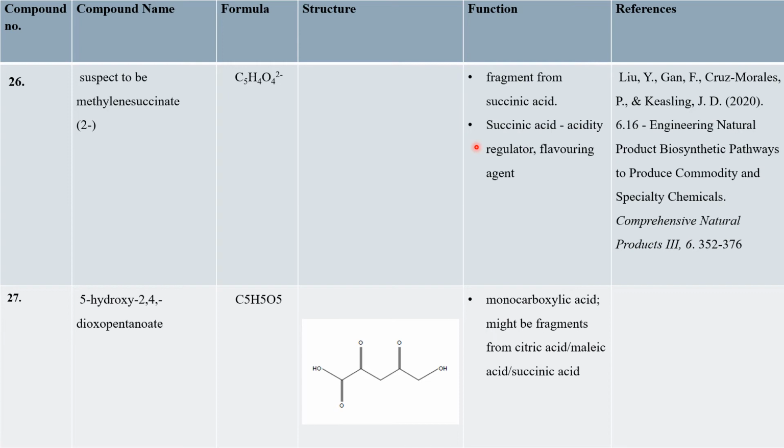Succinic acid is an acidity regulator, and it also functions as a flavoring agent in energy drinks or Sprite, most beverages. So compound 27, we suspect it to be a fragment also, based on its compound formula. We suspect it to be from monocarboxylic acid, that might be a fragment from citric acid or succinic acid, which have a similar function as what we stated earlier.